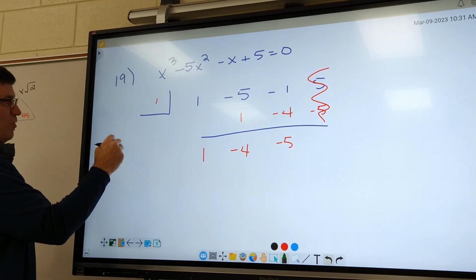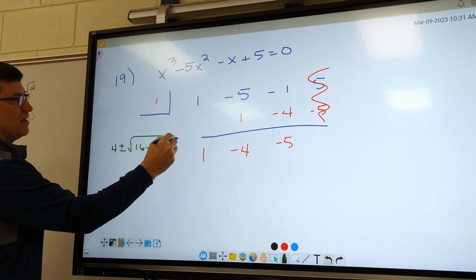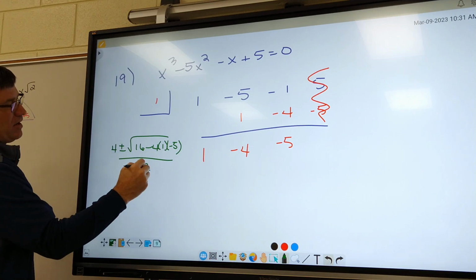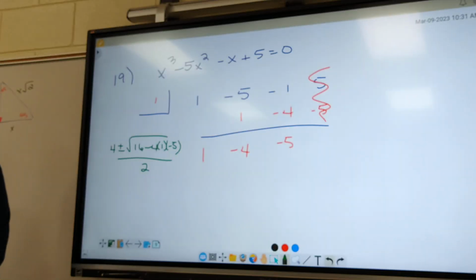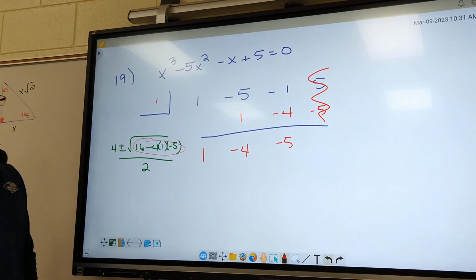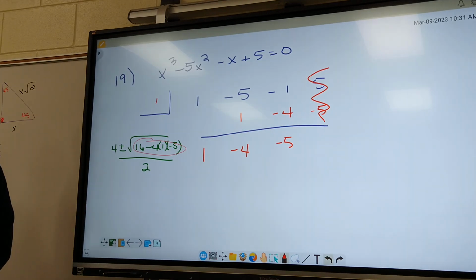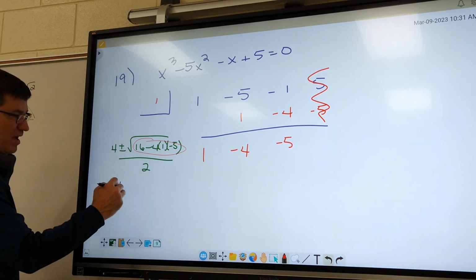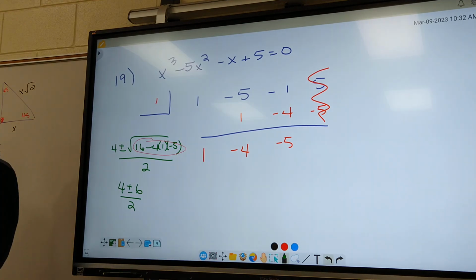So I got 4 plus or minus the square root of 16 minus 4 times 1 times -5. All right, has anybody already done quadratic? What's going to be in here? 36. And then Jada's right. You get square root of 36 in there. So that turns into a 6, right? So I got 4 plus or minus 6 over 2. Go from there. Plus sign first, minus sign second.